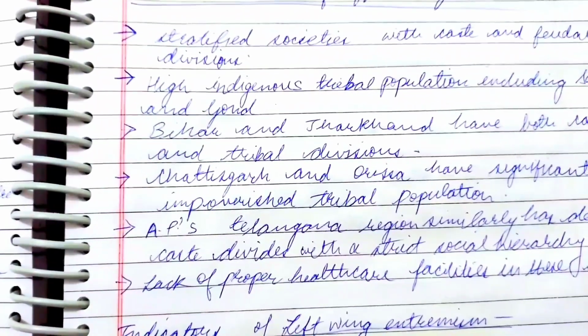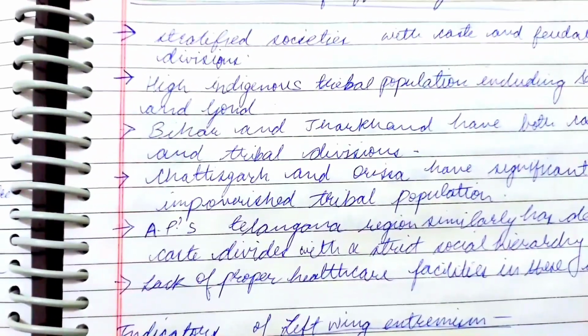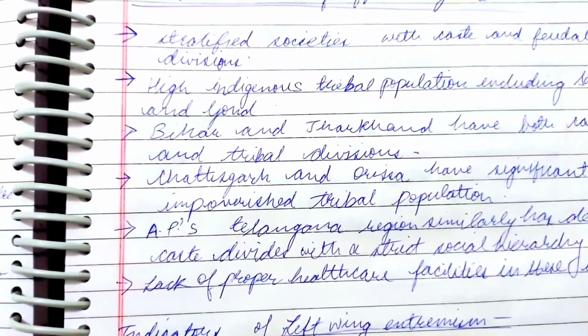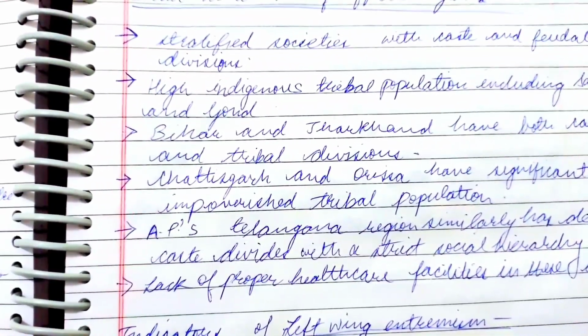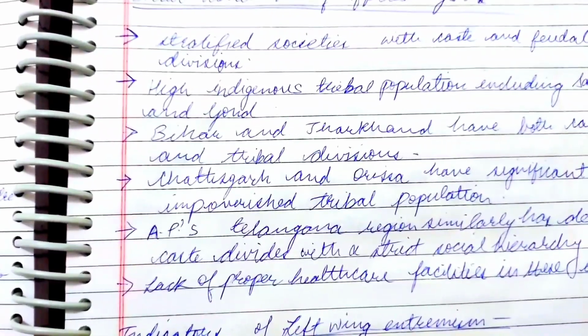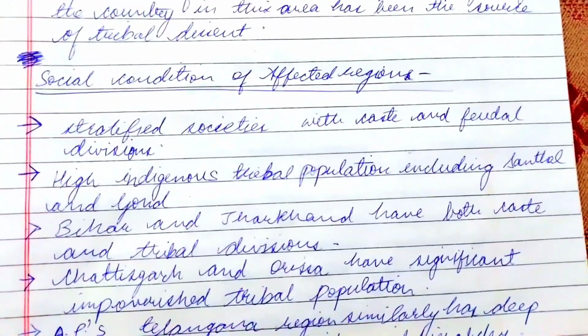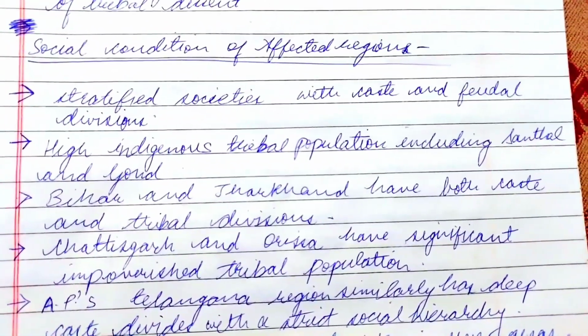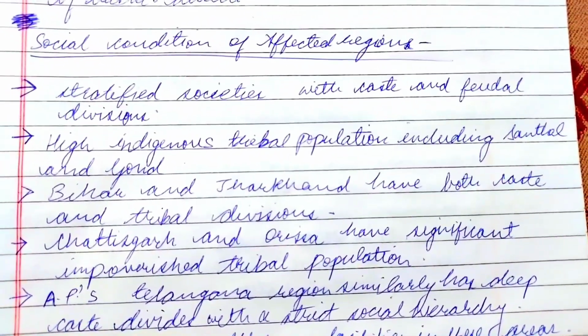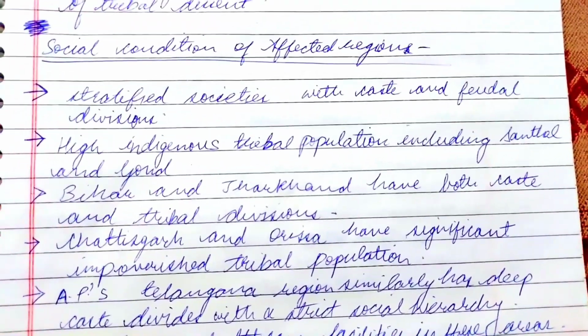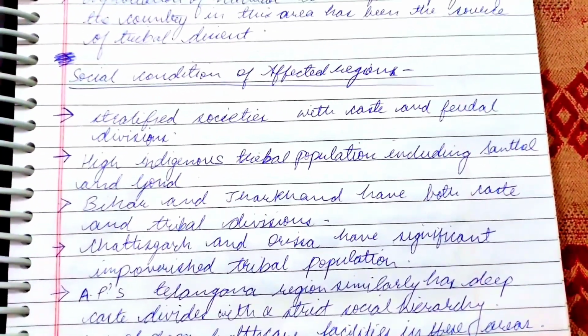Then also, anti-Naxal efforts and low support from the local population have led to depleting support for Maoist activities in this region. So this is one of the points. Now let's look at the social conditions of affected regions. India has a stratified society with caste and feudal divisions.